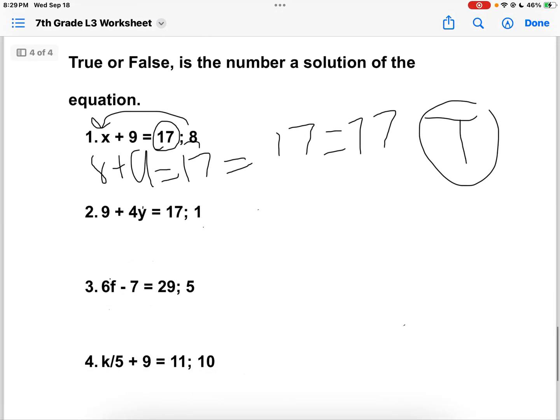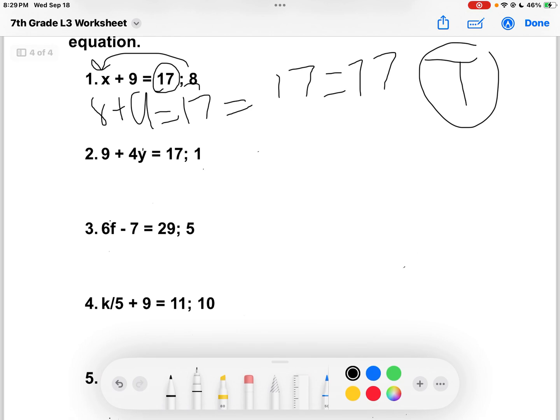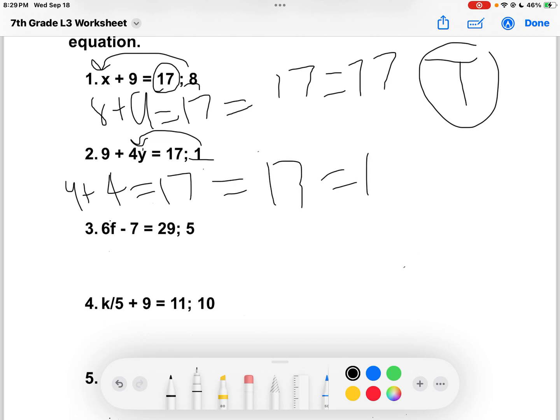Moving on to number 2. 9 plus 4y equals 17. And the solution is said to be 1. Plug it in. 9 plus 4 times 1 is 4 equals 17. 9 plus 4 is 13. But 13 is not equal to 17. So this will be false.